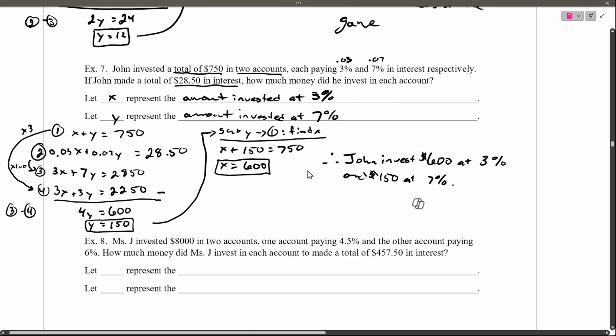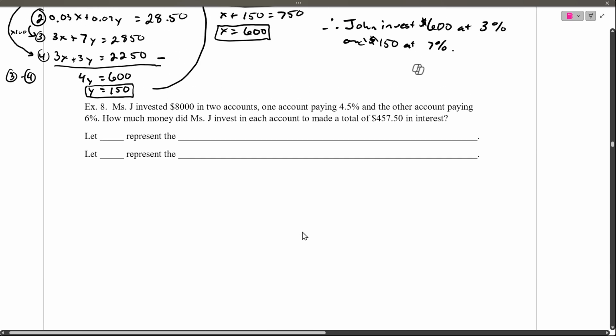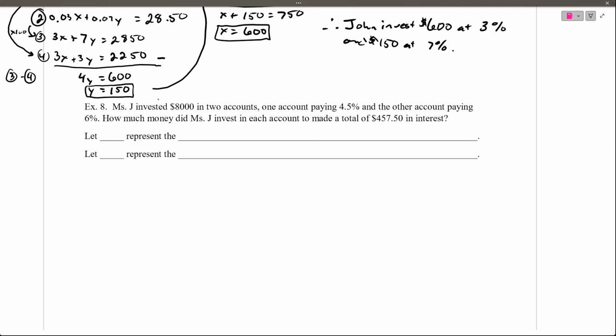Okay, let's go to the last question. Again, long video. Sorry about that. So the last question is basically the same thing as the previous one. Just need a little bit more space here to write all this. Pardon me. All right, so Miss J, she invested $8,000 in two accounts. Oh, this is sounding familiar again. One account is paying 4.5%.